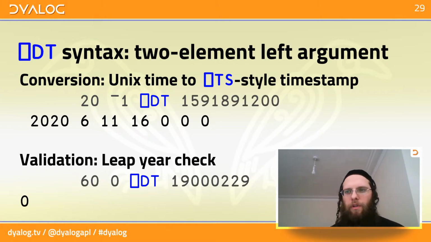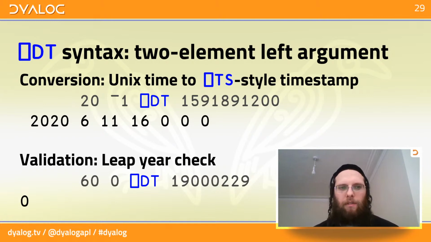Now for some examples with 2 elements as left argument. So here we are taking a Unix time and converting it to a quad TS style. And same thing here, we can directly check whether 1900 was a leap year, given this very special encoded format where the first 4 digits of an integer are the year, the next 2 digits are the month, and the last 2 digits are the day. So some people have stored dates like this, and that's format number 60. And we can check whether that's valid. We don't have to do a conversion first and then check.